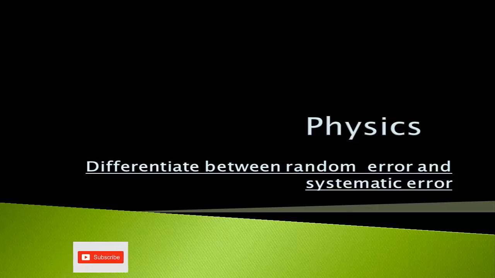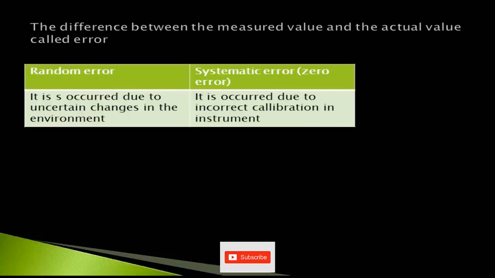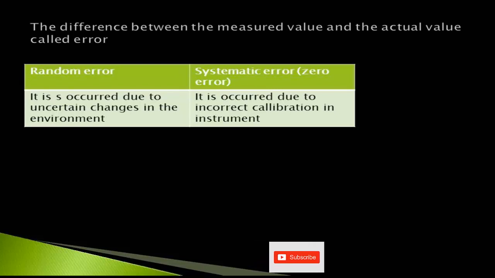The question arises: what is basically an error? The difference between the measured value and the true or accurate value is called error. Just like the value of g, the true value is 9.8 meters per second squared, and if we measure 9.6 meters per second squared, it means there is an error of 0.2 meters per second squared. So simply, the difference between the measured value and the accurate value is called an error.